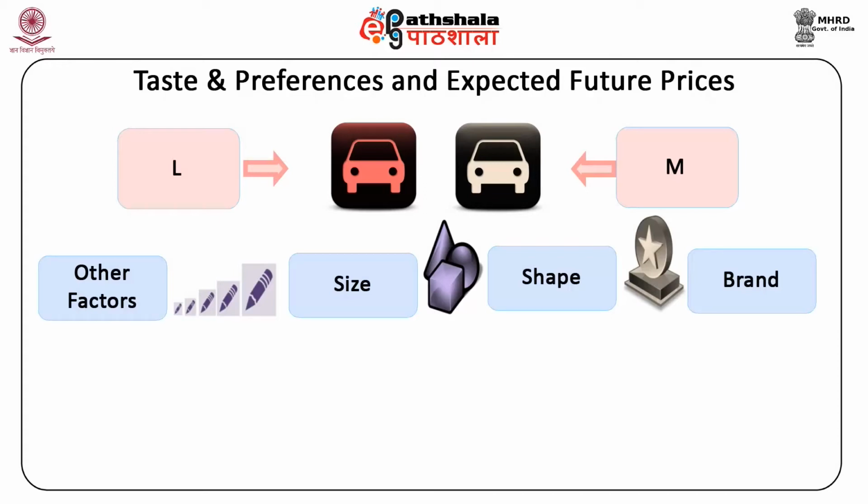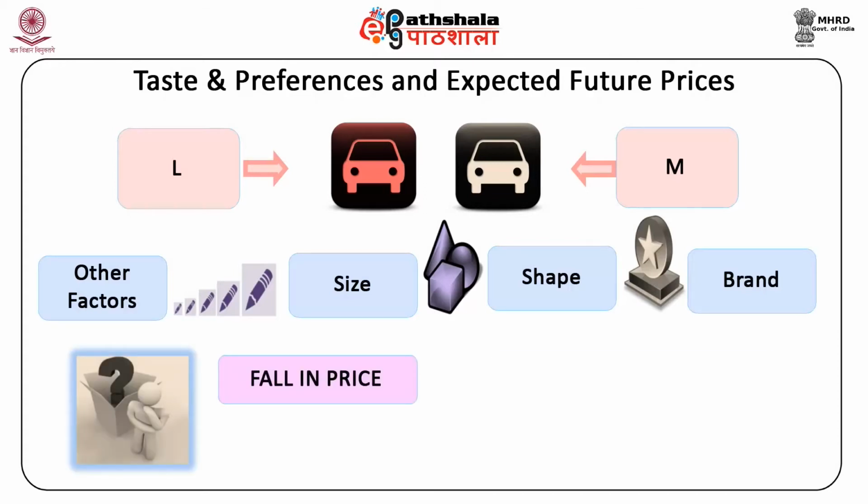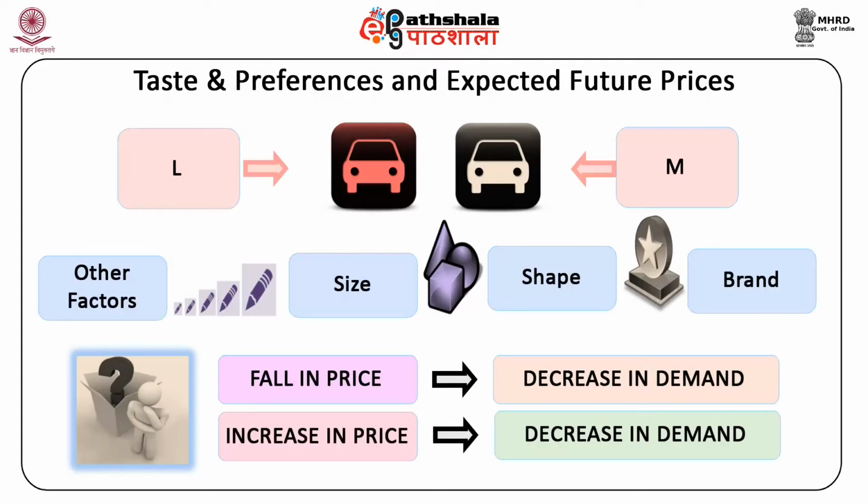An expected future price fall causes a decrease in demand today. An expected future price rise causes an increase in demand today. All these factors from A to D lead to a leftward or a rightward shift in the demand curve, as against movement along the demand curve, which is due to a change in the price of the good.